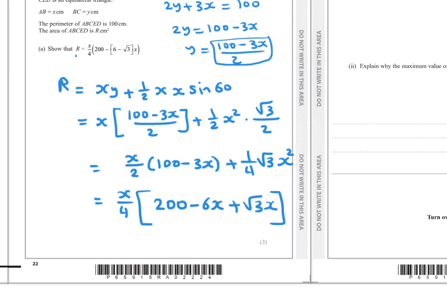Now we can take x common from these two terms. So you can write x over 4 into 200, and we can take negative x common, so negative bracket (6 minus root 3) into x. So we get the same one. Or you can expand this one to get the same as that one. Then you prove that they are equal.